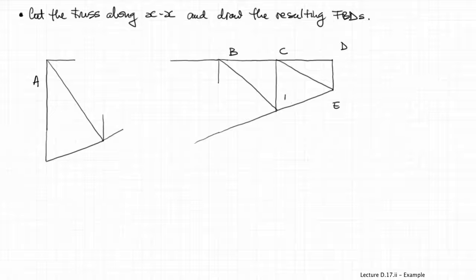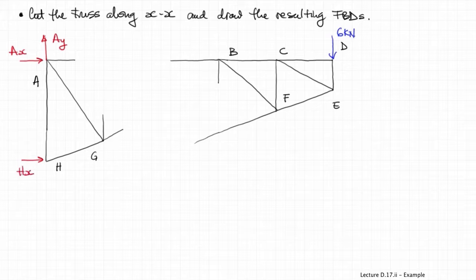Labeling the joints, so we know which joint is which joint. The externally applied force at joint D, 6 kilonewtons vertically downwards. The external reaction forces at A, AX and AY, replacing the pin support, and at H, HX, horizontally replacing the roller.